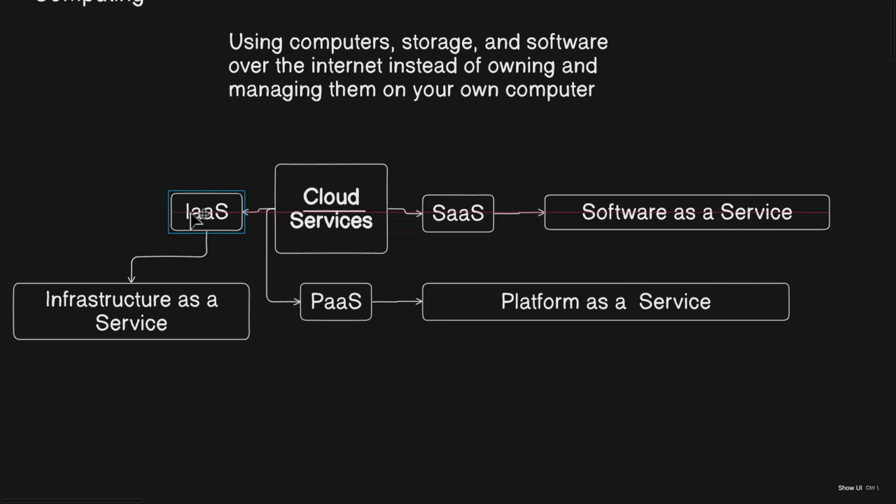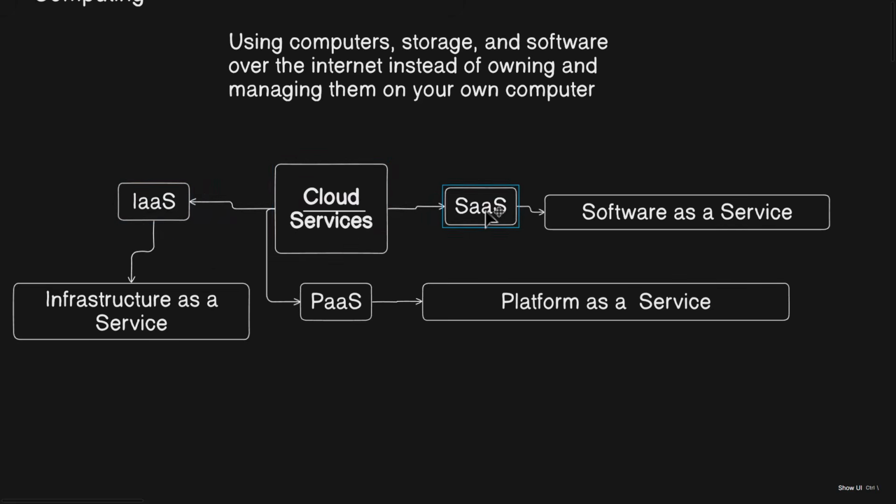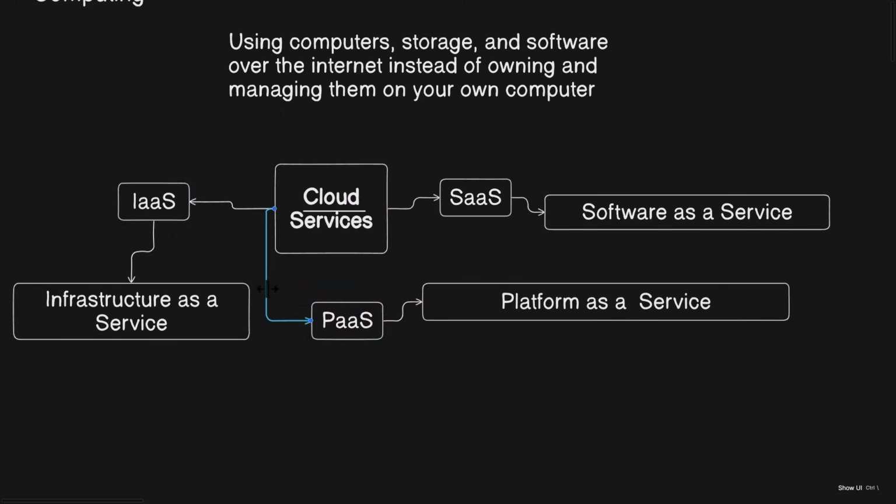So when we talk about cloud services, there are 3 main categories of cloud services. One is SaaS, which is software as a service. Then we have PaaS, which is platform as a service. And then we have IaaS, which is infrastructure as a service. So it is important that you understand what PaaS is, why it exists, what SaaS is, and what IaaS is. This is very, very, very important.